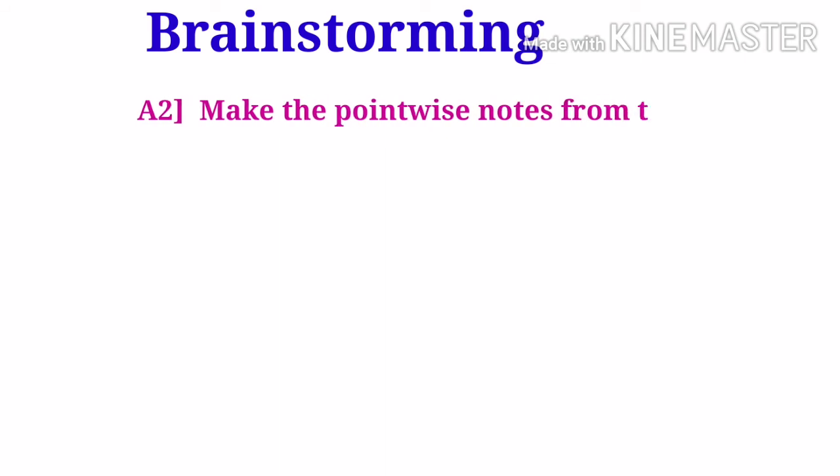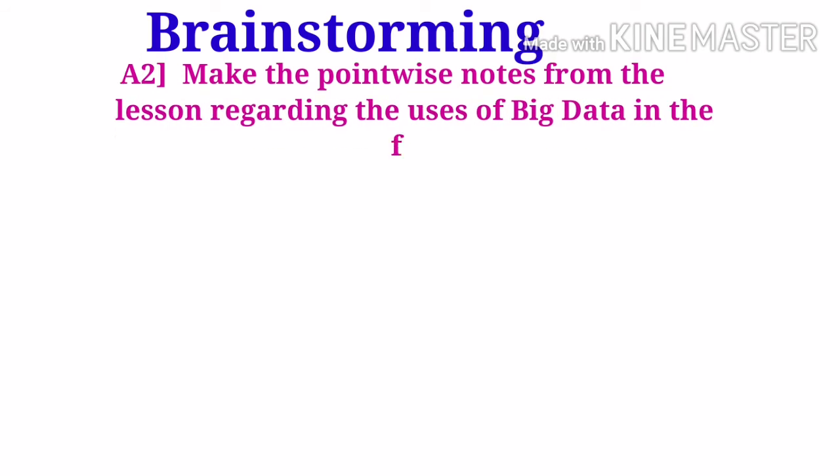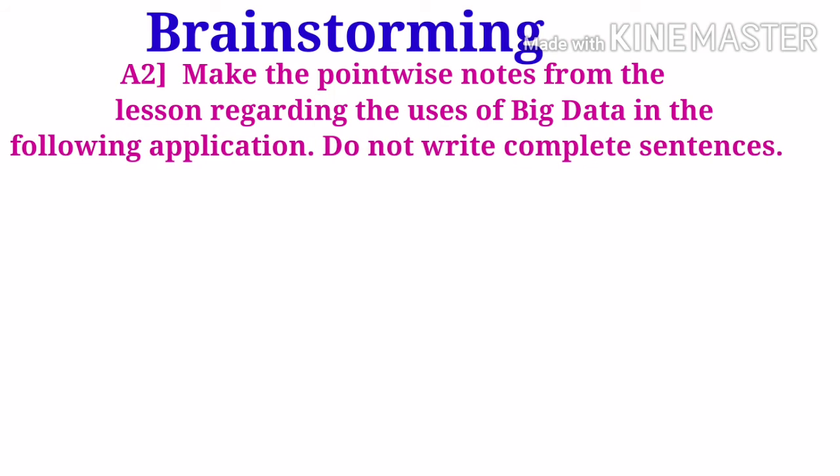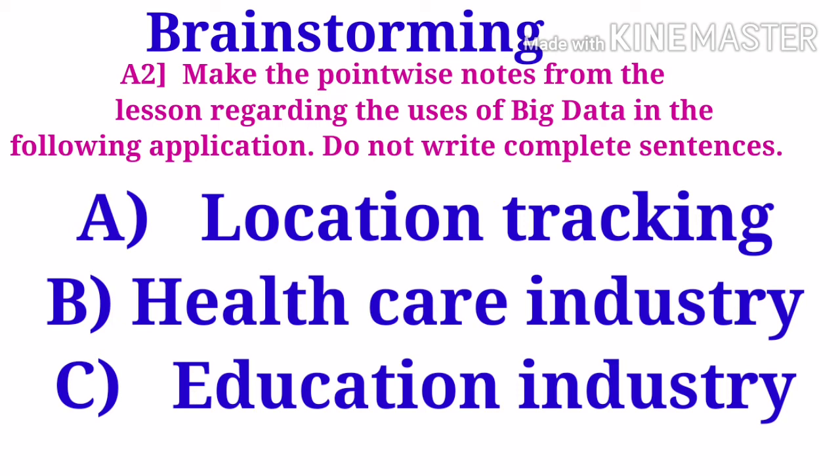It is A2. See in A2, first activity, make point wise notes from the lesson regarding the use of big data in the following application. Do not write complete sentences. It is about only points. So we are now going to write the point wise notes about the following points. What are the points? A, location tracking. B, healthcare industry. And C, education industry.